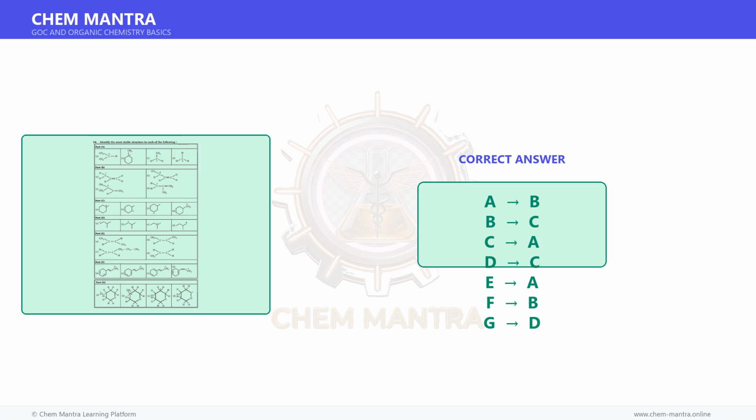Therefore, the correct matching is A matches B, B matches C, C matches A, D matches C, E matches A, F matches B, G matches D.